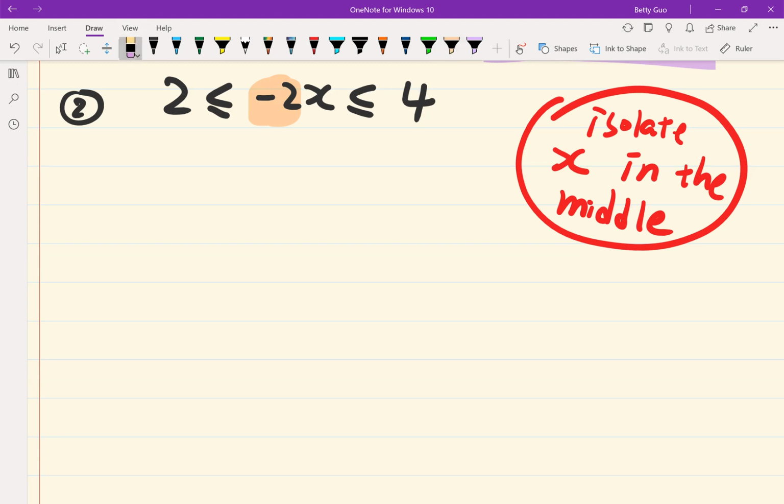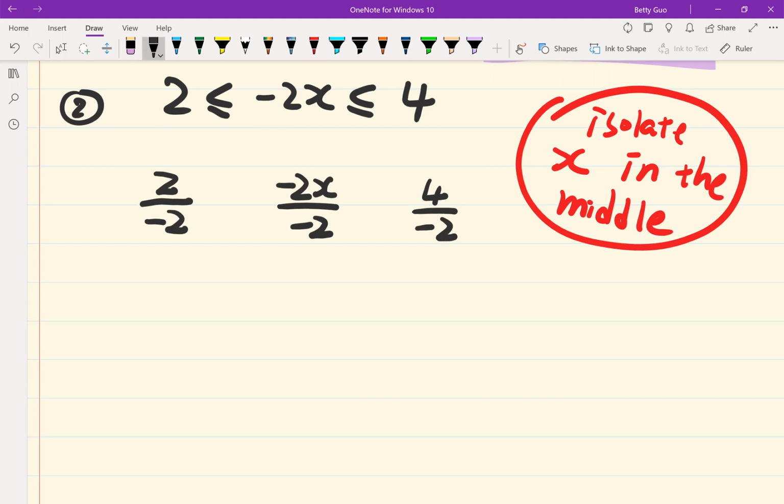In order to isolate x in the middle, we are going to divide all three parts by -2. Divide the left-hand side by -2. Divide the middle part by -2. Divide 4 by -2. We are dividing an inequality, even if it's a compound inequality, it's an inequality. We are dividing the inequality by -2, so something special we need to do: flip the inequality symbol.